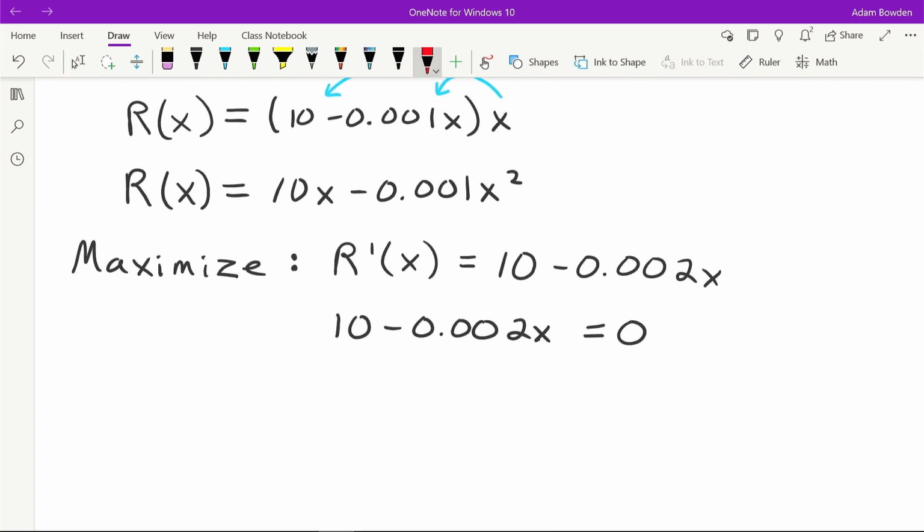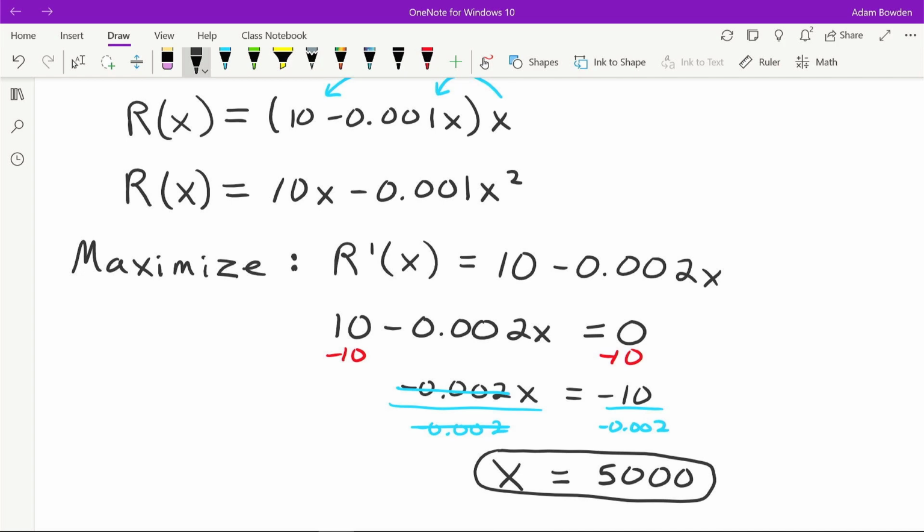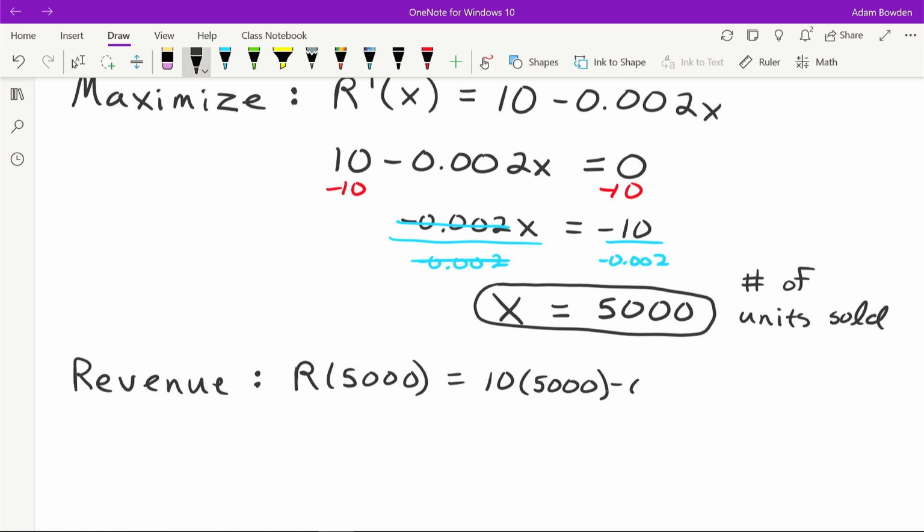So as we've had to do so far, we'll solve for x here, subtract over the 10, divide by the number in front of x. Okie doke. So we're going to get a solution of x is equal to 5,000. Now that number is the number of units sold. So the actual revenue that they come out with for selling that number, R of 5,000, we can go back to our original revenue function, plug in the 5,000 for x, and see what we get.